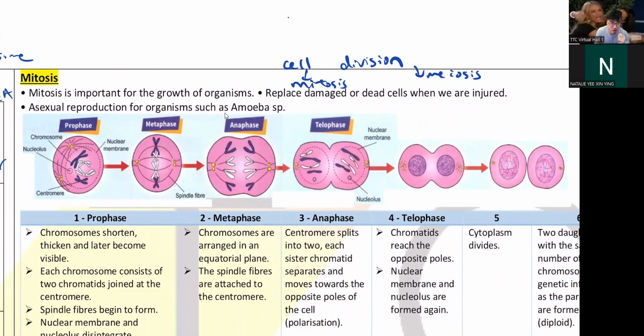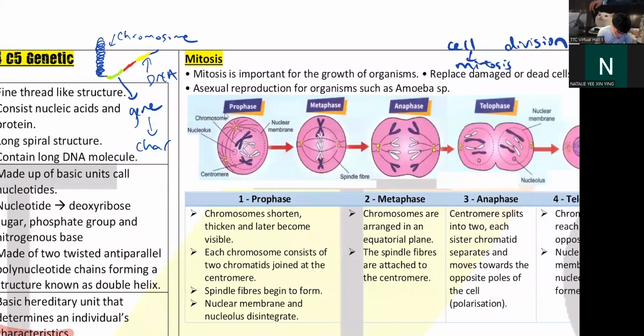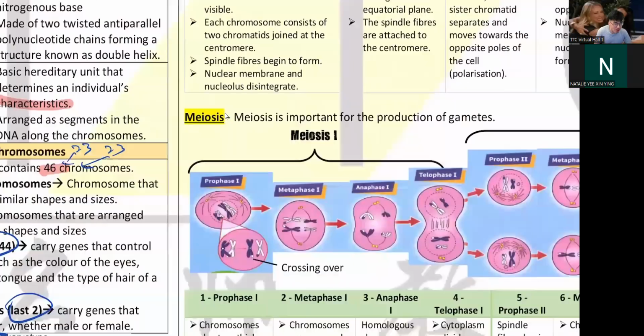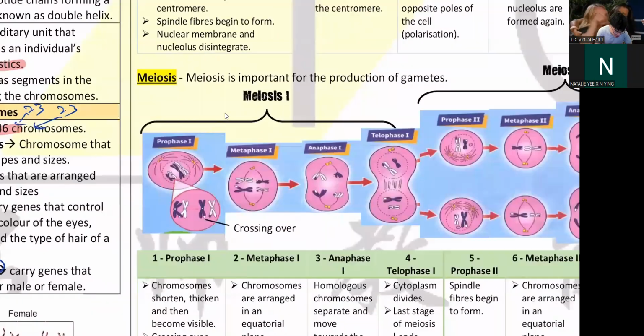So you have two types of cell division. That means when a cell divides into two, you have two types of division: mitosis and meiosis. Mitosis is to create the same cell, to photostat a cell. Meiosis is to create everything different. If I copy your homework exactly, that's mitosis. If I copy, then change a little so that we are different, that's meiosis.